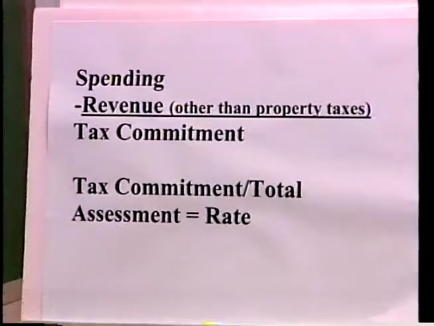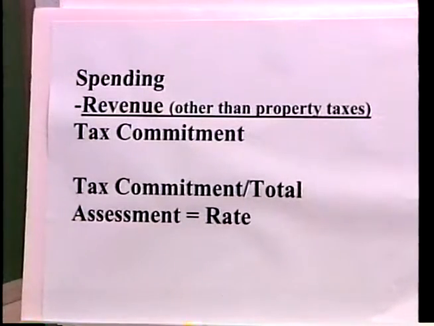Setting of taxes. John? Setting of tax rates begins by determining what the total spending that the town is responsible for will be. Once that level of spending is determined, we subtract all the revenues other than property taxes. We get revenue from a variety of sources, so we'll subtract those. That gives us the tax commitment. The tax commitment is the bill that a tax collector will present to the Board of Selectmen.